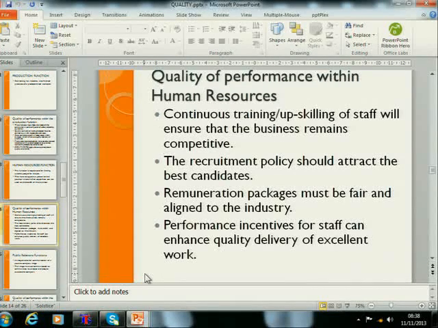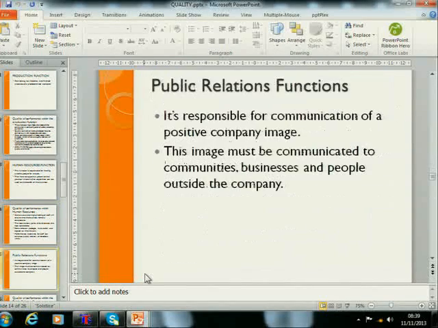Performance incentives for staff can enhance quality delivery of excellent work. If you have incentives, your staff will definitely strive to perform at their best because they know that there is something that they will get if they do their best. And on the other hand, if people don't perform to their best, they will know that they are not going to get anything. So for quality purposes, you should have those incentives in place which will make people want to do more, to do better, or to excel in their work.